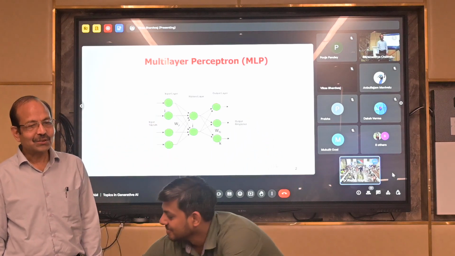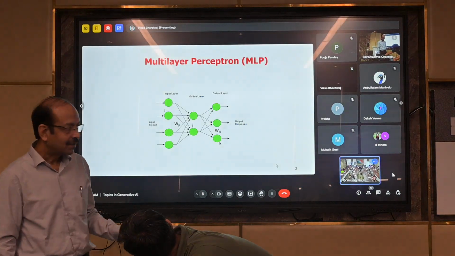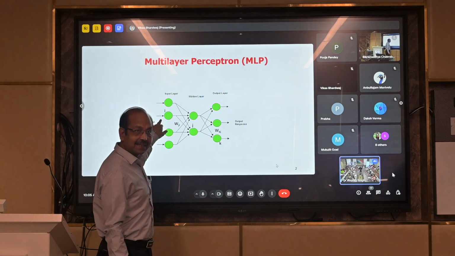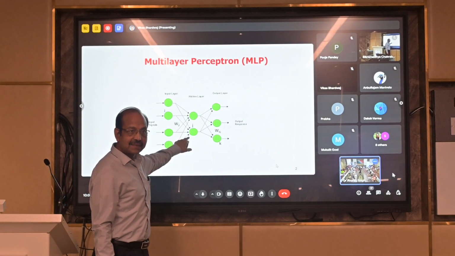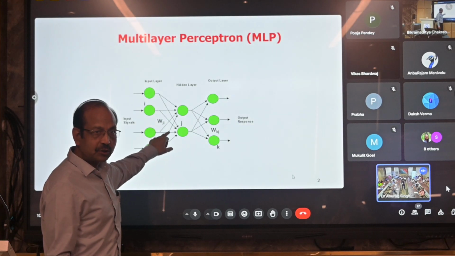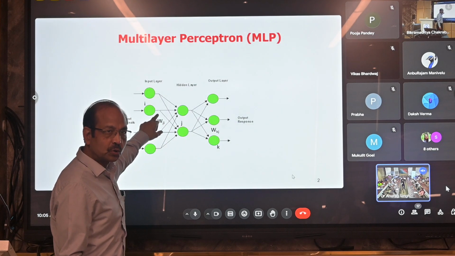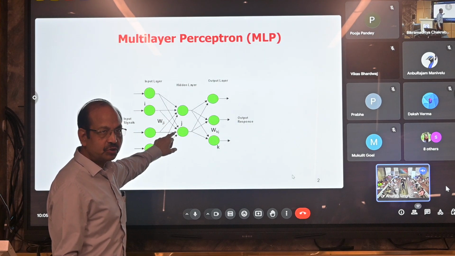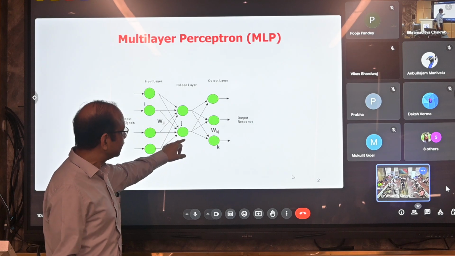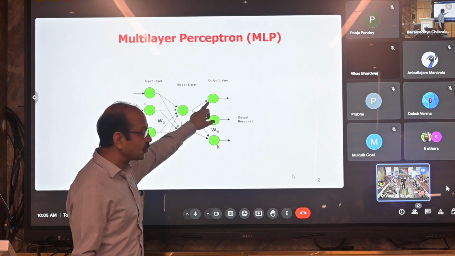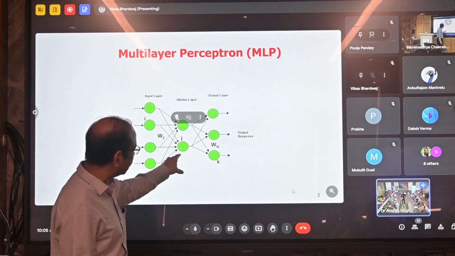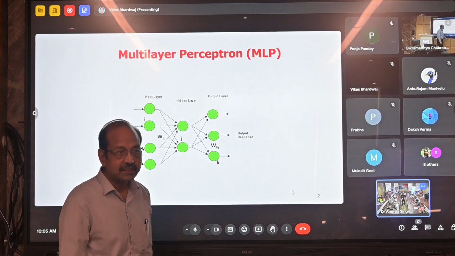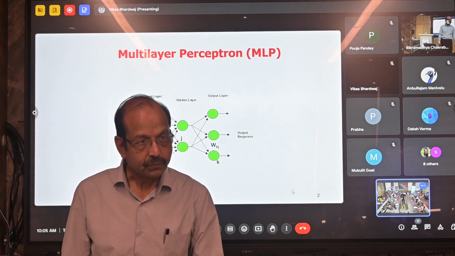Assuming that this is the ith node at the input layer and jth node at the hidden layer, there is a weight between these two nodes, which is given by Wji. Similarly, assuming that this is your kth node at the output layer, you are connecting this jth node with the kth node with the weight Wkj.